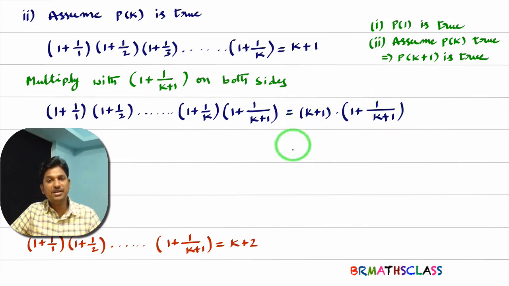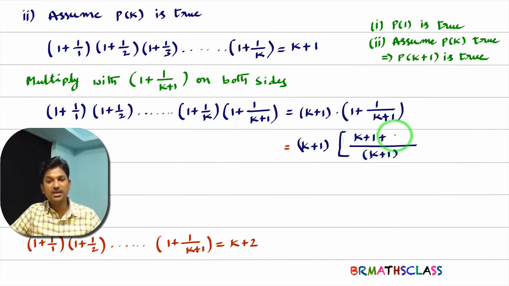Just start simplifying this. What you will get? You will get like this. K plus 1 into, yes. What is LCM here? LCM is k plus 1. Okay. What you will get in the numerator? 1 into k plus 1 is k plus 1 plus 1. Okay. This k plus 1 will get cancelled. K plus 1 plus 1 is nothing but k plus 2. Correct? Yes. This is k plus 2. You see here, we got RHS of P of k plus 1.